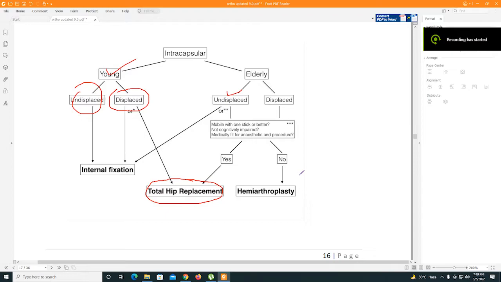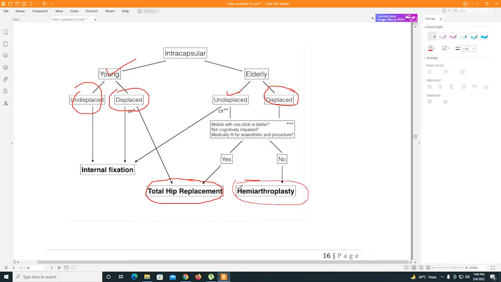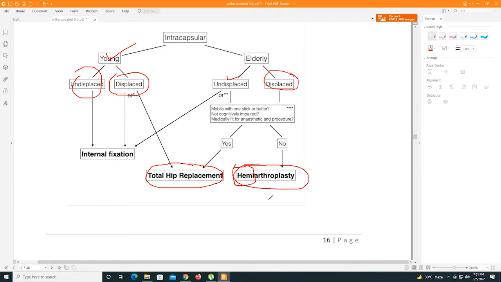And if there is a displaced fracture in an elderly patient, but the patient has a lot of comorbidities, he will not tolerate a very long period of anesthesia, and also because of less mobility, there is less chance of getting osteoarthritis because his or her joint will not move too much. Okay, so then you will get over with half the surgery. You will only replace the head of the femur, and the surgery will be called hemiarthroplasty. Remember, hemi means half. Okay, so we are done with the intracapsular fracture.